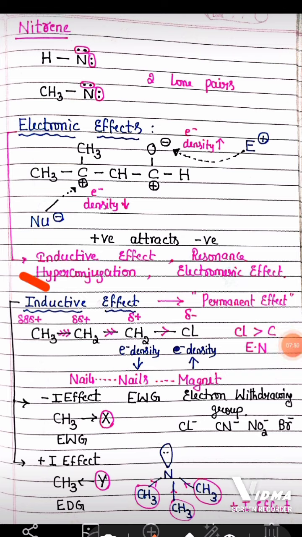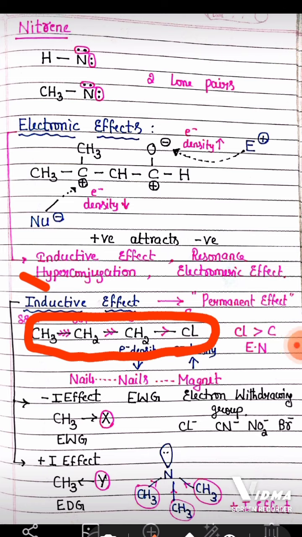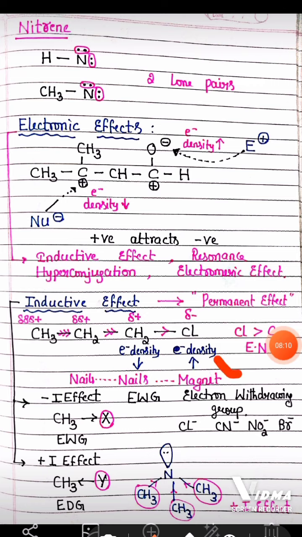Let us start with inductive effect. Now here we have one compound, propyl chloride or chloropropane. Here we must understand that the chlorine atom is more electronegative than the carbon atom. Like how a magnet attracts a nail, similarly this chlorine atom attracts the electrons present in the bond between carbon and chlorine. Because of that, chlorine electron density increases and carbon electron density decreases.